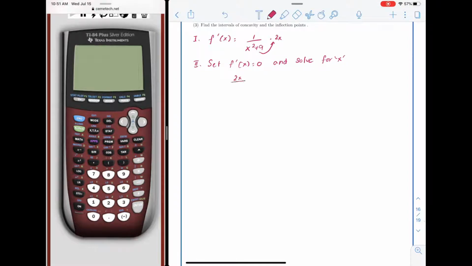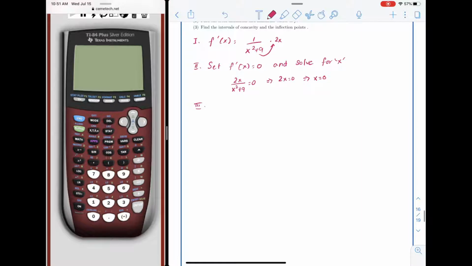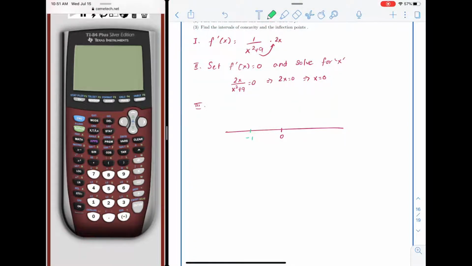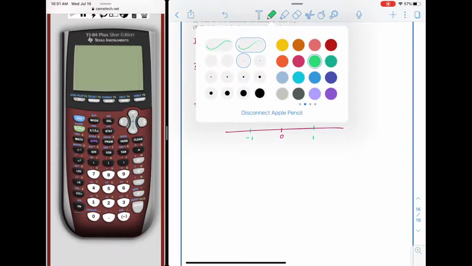2x over x squared plus 9 equals 0, which should imply 2x is 0, so x is 0. So our critical value is x equals 0. So I'm going to pick a test point to the left and to the right of the critical value. I'm going to pick easy numbers.